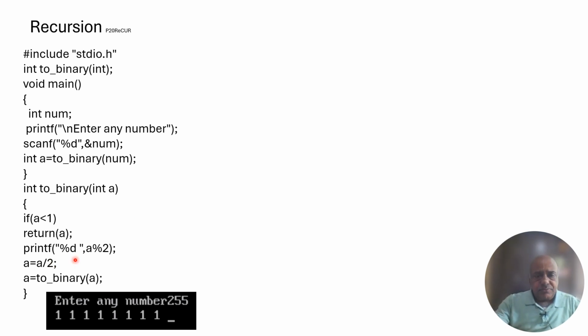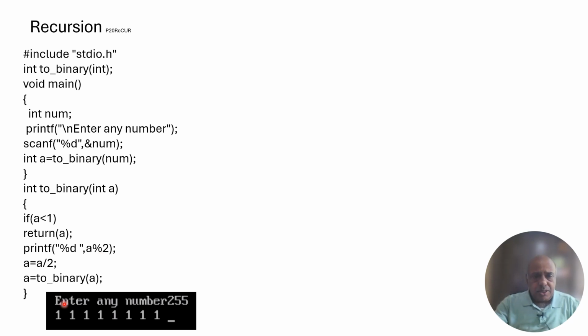Then there is a printf statement, %d a mod 2. What are we doing with this printf statement? The a mod 2 will cause it to print or display the value of the remainder of this a mod 2 expression.